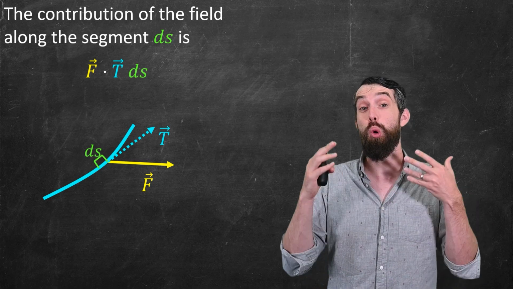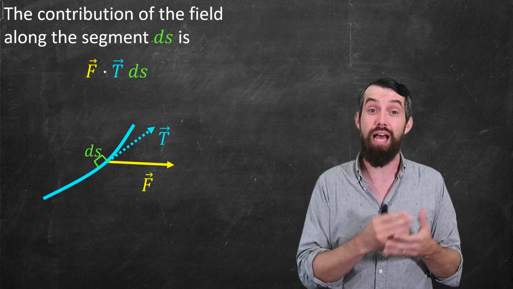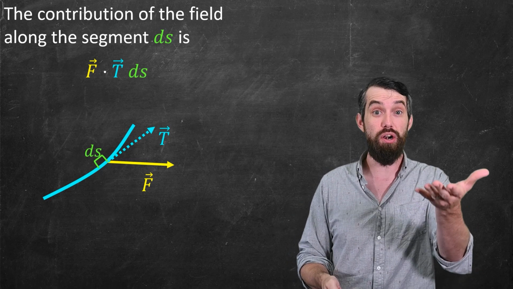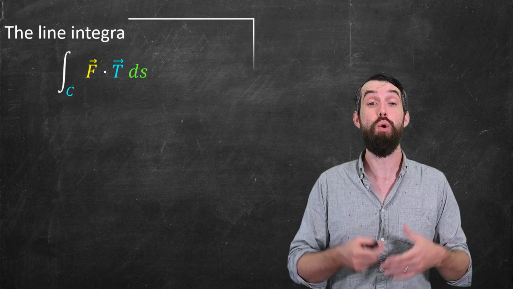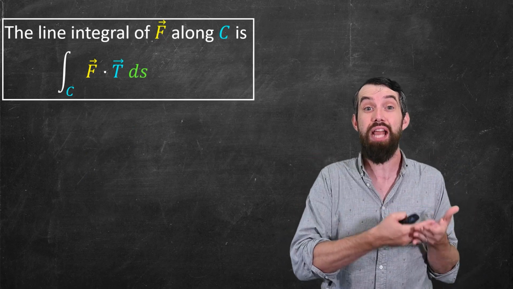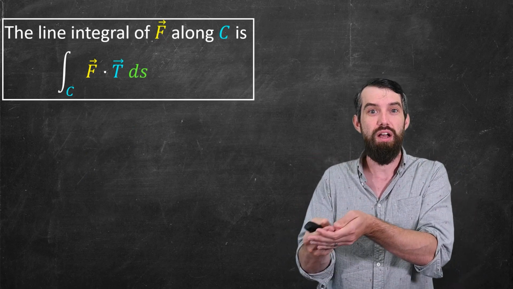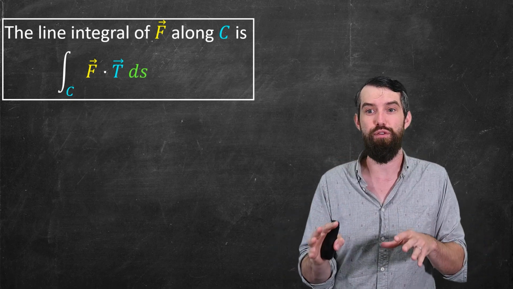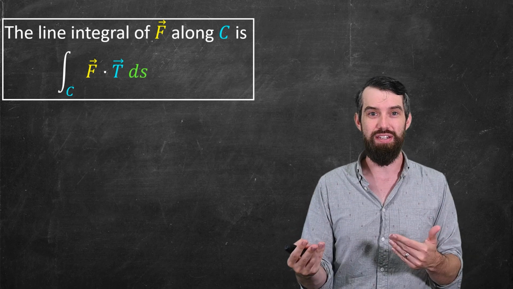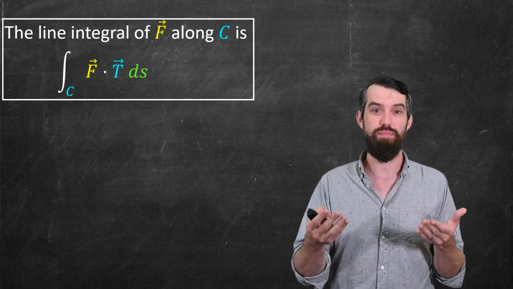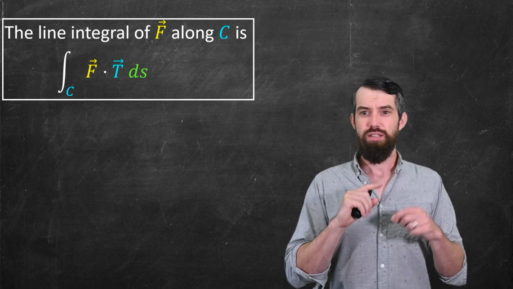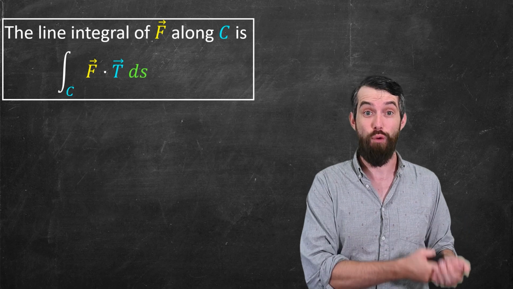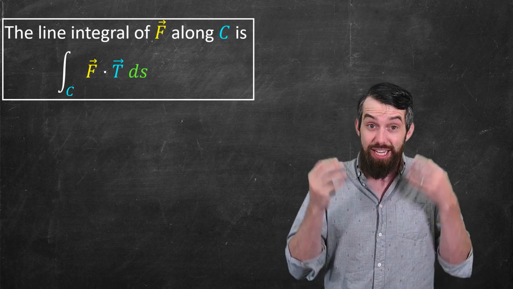If I'm interpreting this as work, then I would say the work done from moving that little ds is this F dot T ds. Finally, I had a much bigger curve, so if I want to add everything up, I'm just going to integrate it. The line integral of a vector field F along the curve C is just given by this integral over C, the same line integral we've seen before. It's just that the integrand is F dot T, and then integrated with respect to ds. So this formula is exactly like the line integral formula we've seen before. Indeed, it's defined in the exact same way. It's just the integrand is different.